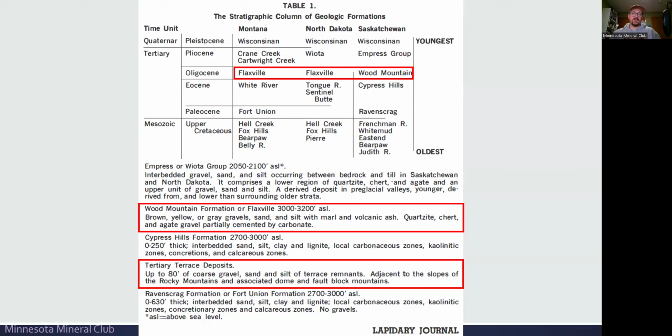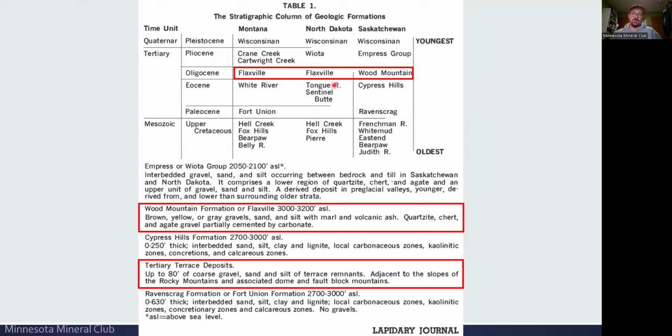A lot of these figures and maps that I'm going to be showing you come from an article called Geologic History of Montana Agate. This was written by Ron Longhurst and published in the Lapidary Journal in September of 1977. This is a stratigraphic column, just looking at the rocks through time of the area. It shows your ages on the left, and then the formations.